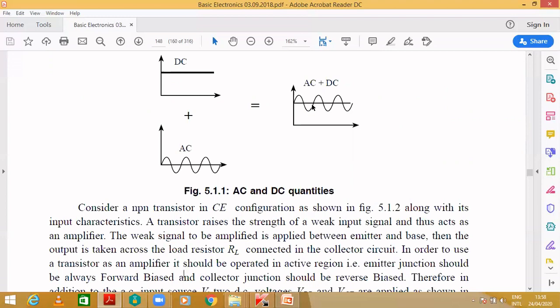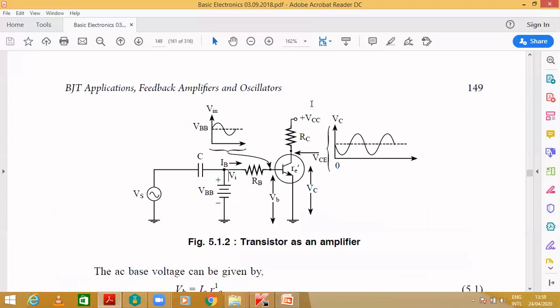First consider an NPN transistor in CE configuration. You can see I made the emitter common to input and output, and for the VB, the V is capital and B is small. So here it is the base voltage. And whatever you are giving is a sinusoidal signal. Then there is a capacitor. Why is it used? The capacitor will always block DC and allow AC.